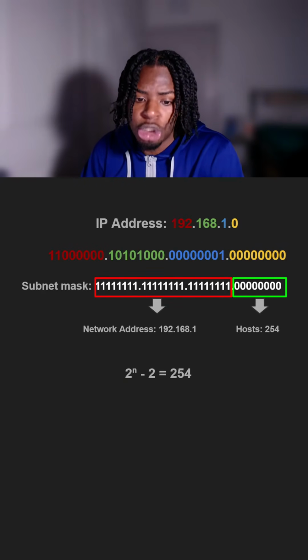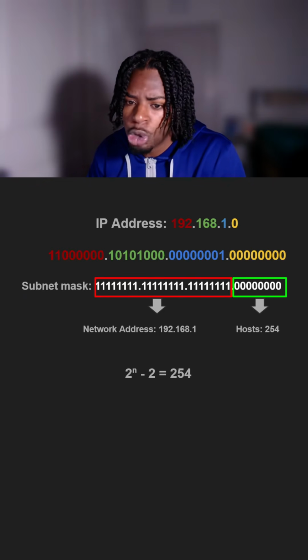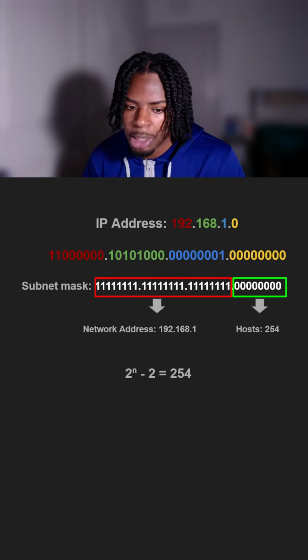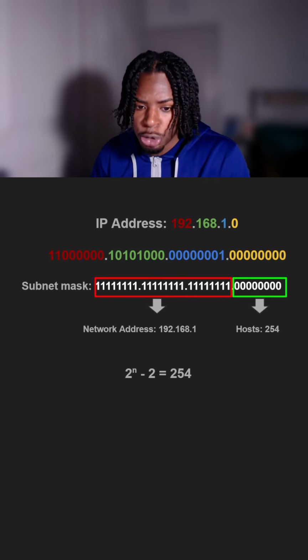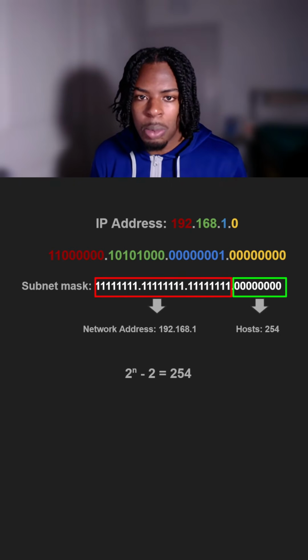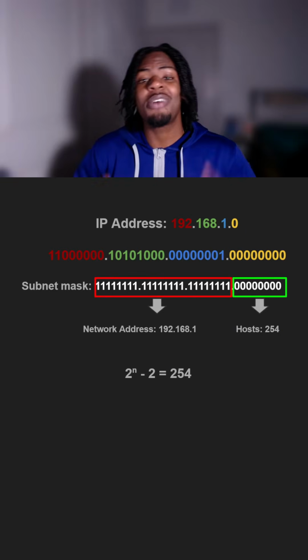To get the hosts, we did 2 to the power of the bits we have available, which in that green box you see we have 8 zeros available. So 2 to the power of 8 minus 2 is equal to 254. So the Talk to a Podcast can accommodate up to 254 level 10 gadgets.